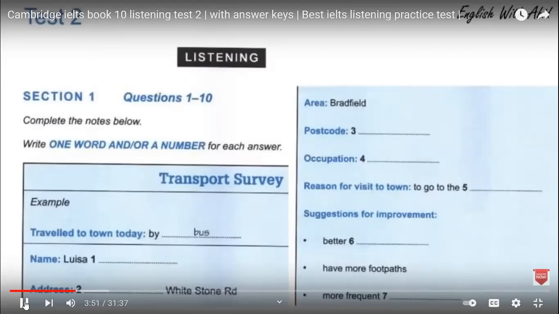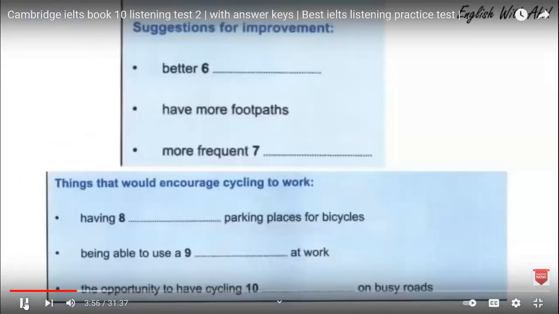Before you hear the rest of the interview, you'll have some time to look at questions 6 to 10. Now listen and answer questions 6 to 10.